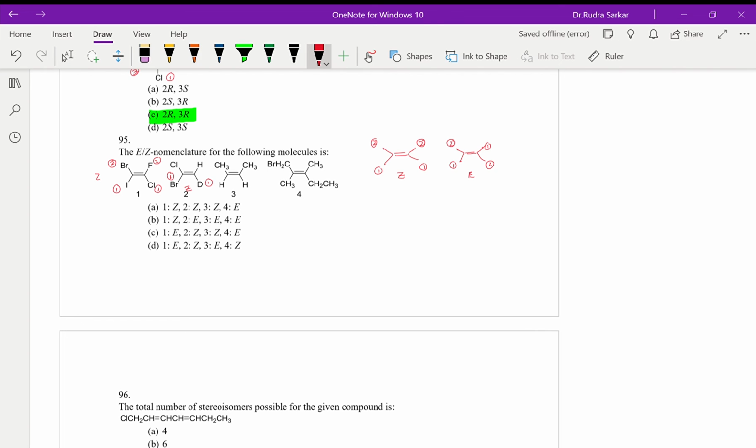Obviously over here, among hydrogen and methyl, this is 1. Hydrogen and methyl, this is 1. So this is also Z. Alright, now over here, among these two, this is 1. And among methyl and this CH2Br, this is 1. So this is E. So option A is our correct option over here.